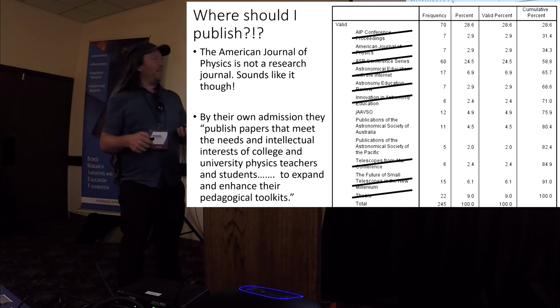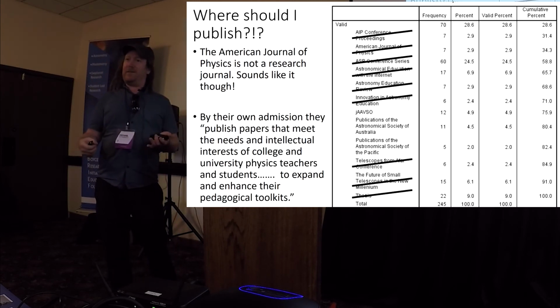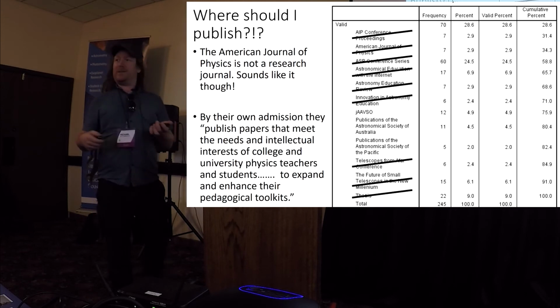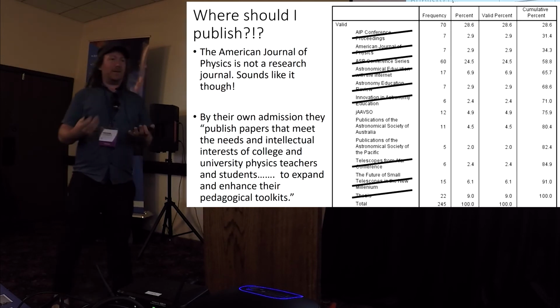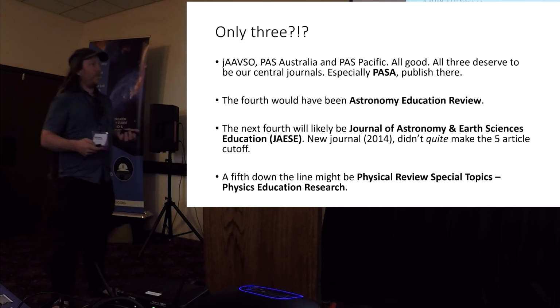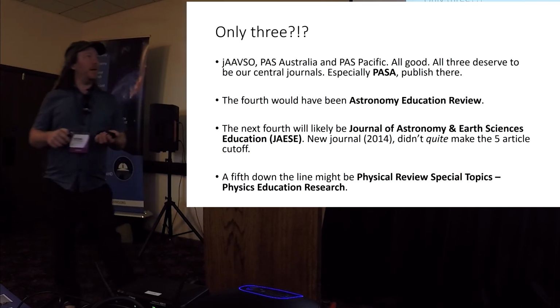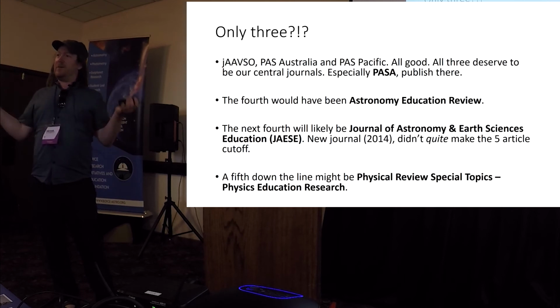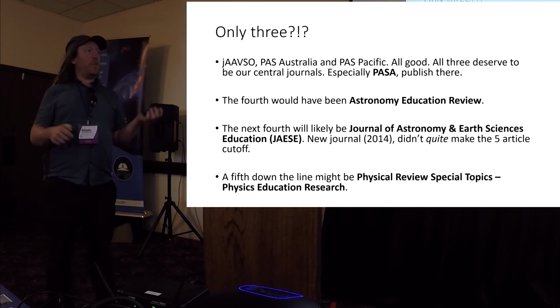And the American Journal of Physics, despite the title, is not a scientific journal. It's just more about experiments, things like that, rather than dealing with data. So we've only got 3 places from that list that I'd recommend publishing. And they're all good for different reasons.